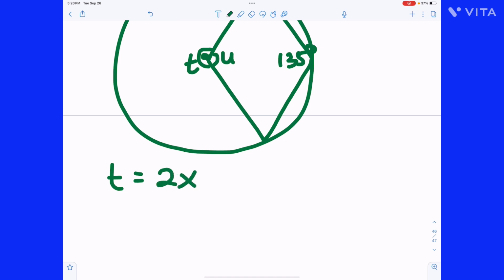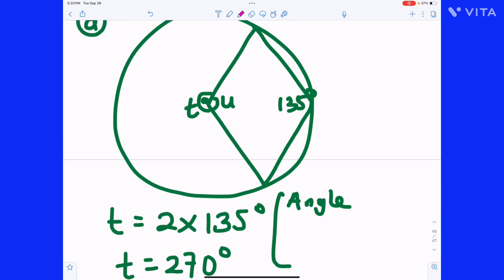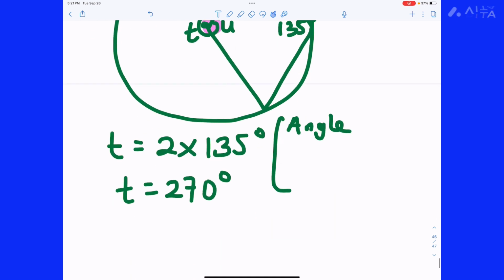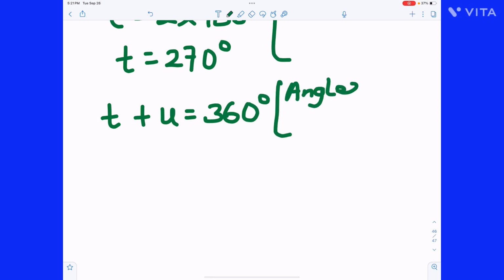T is equal to 2 times what? 135. You write your reason. Angle at center is twice angle at circumference. So T is 270 degrees. If you get T as 270 degrees, this is the center of the circle. The sum of angles at a point is 360 degrees. So that means T plus U is equal to 360 degrees. Sum of angles at a point.